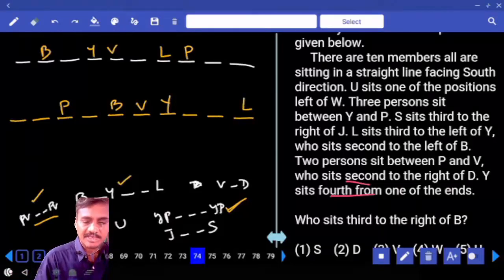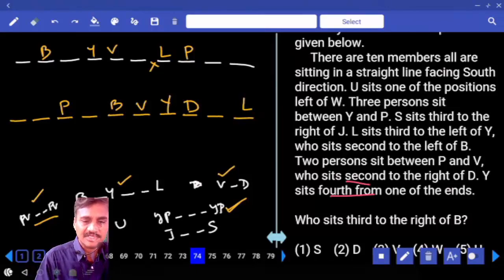And next one, Y and P, J and S, V and D. V is seated second to the right of D. Then tell me what is the possibility we have for this. Is it possible in this case? No, and this case is ruled out. V sits second to the right of D, and V and D must be at this place. Okay? This information is done. What is left for us?